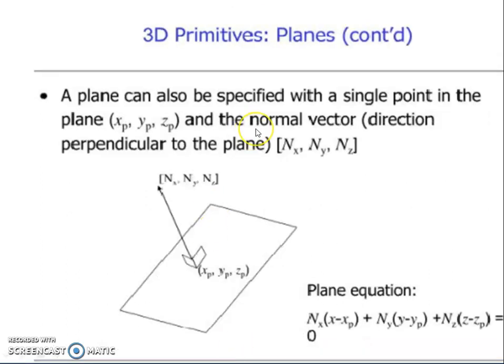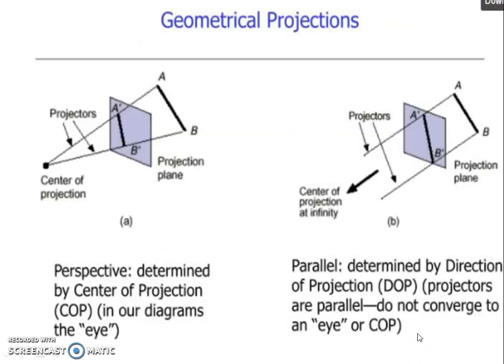Also, a plane can be specified by a single point on the plane, that is (xp, yp, zp), and the normal vector that is perpendicular to the plane, (Nx, Ny, Nz) represents this. Then the plane equation is Nx(x - xp) + Ny(y - yp) + Nz(z - zp) = 0.